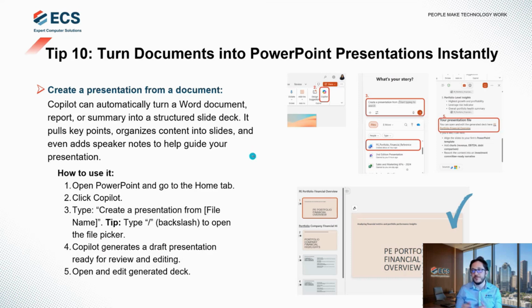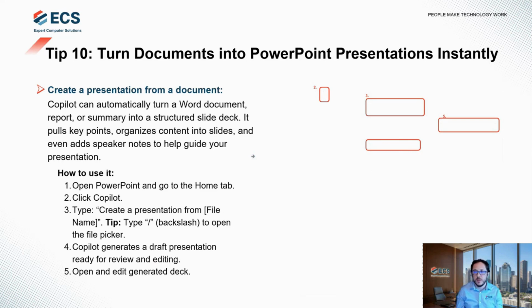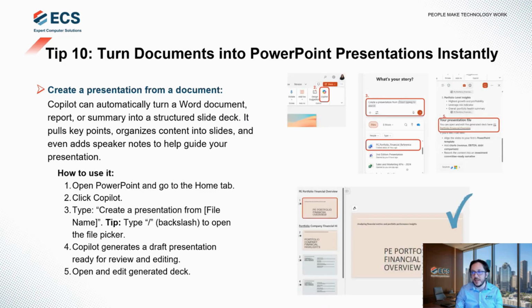Tip number 10, turn documents into PowerPoint presentations. Again, we talked about with Copilot, a lot of it lives inside where your data lives. Because it does that, you can specify, open up PowerPoint, use Copilot, and reference this document for me, so that you're able to get all the information from one document to another directly inside your Office 365 data.